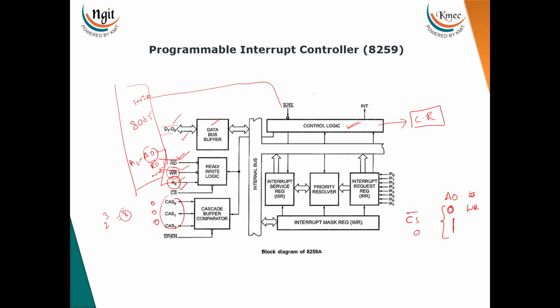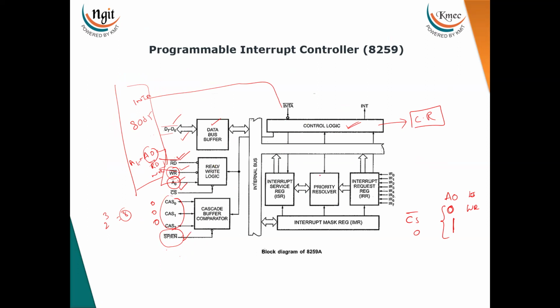Now coming to the SP/EN pin, which indicates whether this IC is operated in slave mode or master mode. Before operating, two modes are there: one is the buffered mode and another is the non-buffered mode. In the non-buffered mode, this pin is used to indicate whether it is operated in slave mode or master mode. In the buffered mode, this pin is used to enable the data buffers.